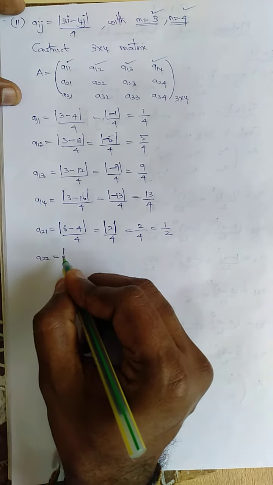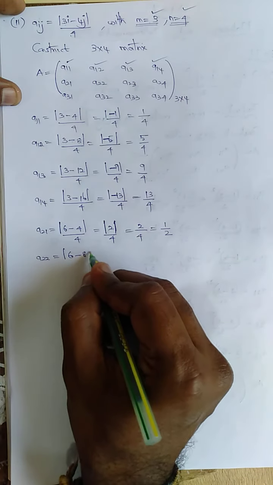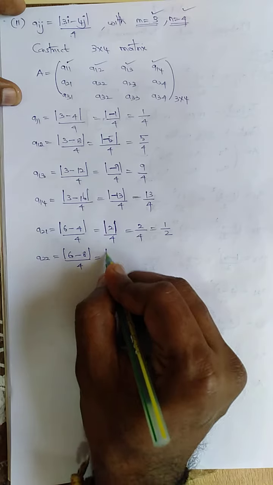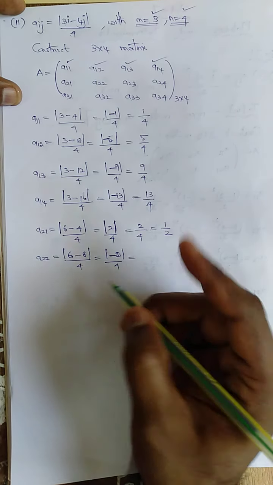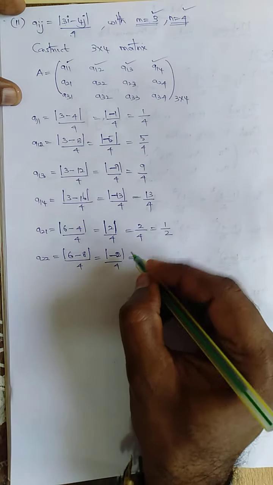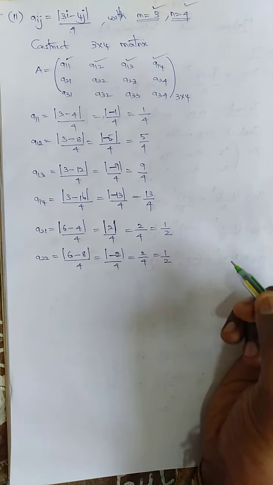a22: modulus of, here also 6 because 3 2s are 6, 4 2s are 8. Modulus of 6 minus 8 by 4, modulus of minus 2 divided by 4. This minus will become plus when removed from the modulus. So I can write 2 by 4, which is nothing but 1 by 2.